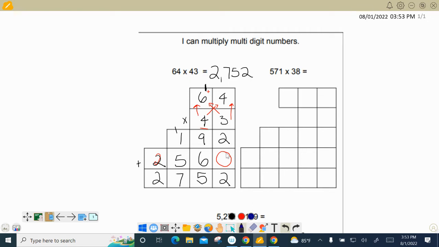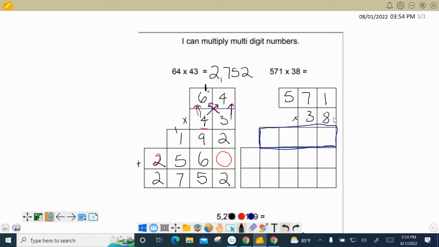Now this next one is going to be exactly the same. Remember, you are going to start in your ones place and multiply up, then multiply to the left. Then you're going to go to your tens place and multiply to the right, and then straight up. So let's go ahead and get started on this next one. 571 times 38. I want you to go ahead and do this very first whole line of boxes. And then put your answer to what should be in this box on the next slide.